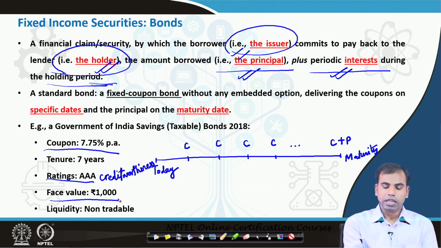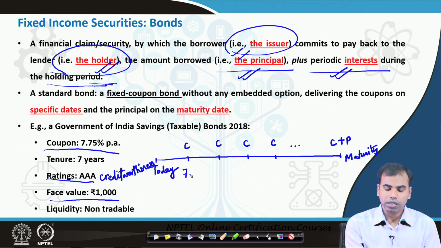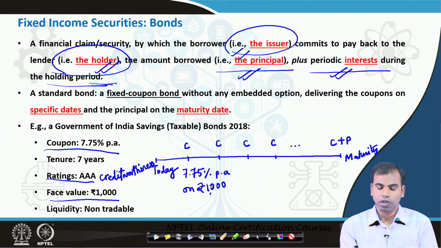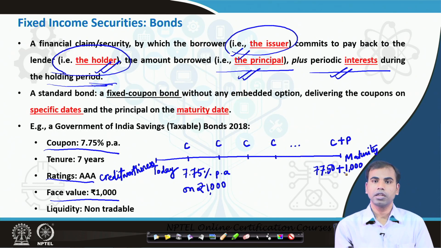So, here in this timeline, basically you are paying 7.75% of coupon per annum on 1000 rupees, which is your face value, and then at the maturity you are paying the 7.75% amount plus 1000 rupees at the end of the maturity period. So, basically you are paying 1077 rupees 50 paisa at the end of maturity.